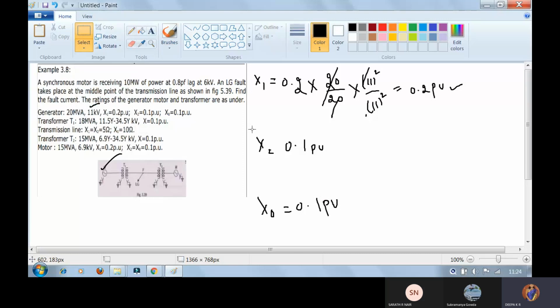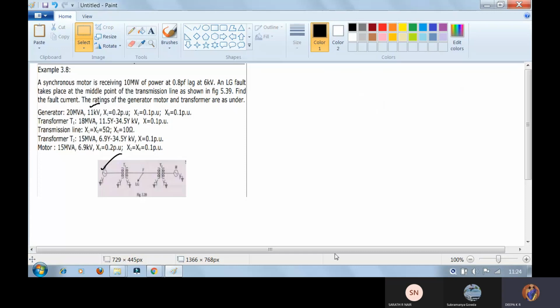Yes, ma'am. Okay. So next, what is next after generator? Transformer 1. So we'll calculate the reactances for your transformer 1. So here also same thing, you need to write X1, X2, X0, all these things. Can you observe here? They are not given any X1, X2, X0 value. Just directly they are given X is equal to 0.1. Means it says that your positive sequence, negative sequence, zero sequence, all are equal.